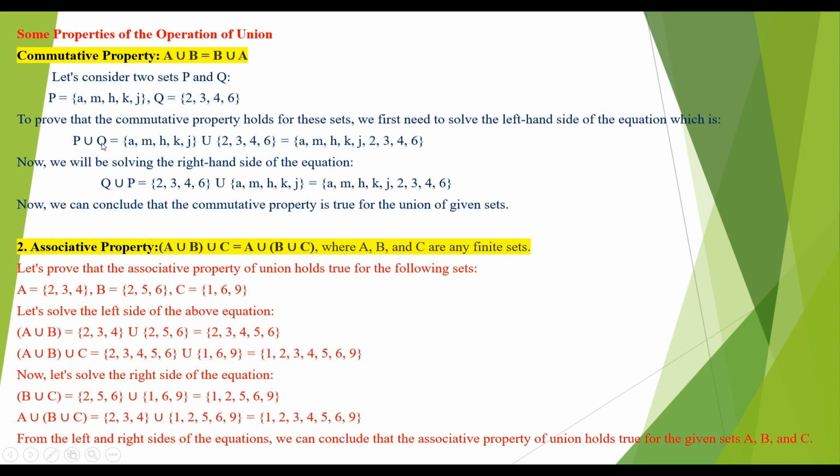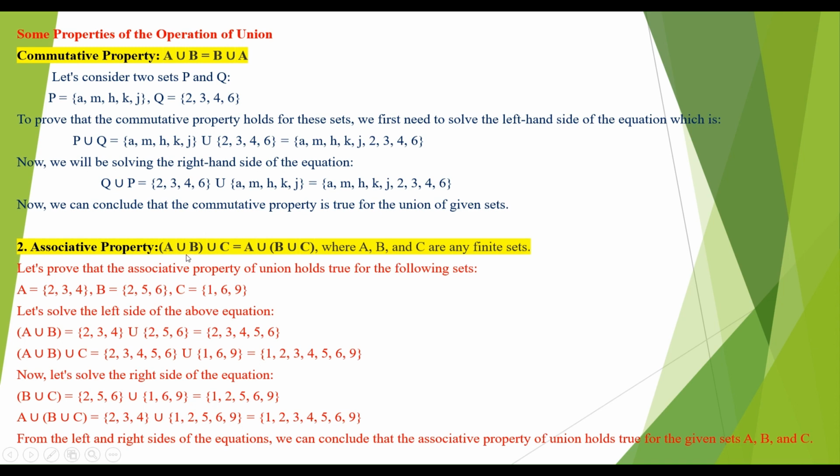This is P union Q. Now, when you do this, the left hand side of the equation, that is Q union P, will get the same result as A, M, H, K, J, 2, 3, 4 and 6. So we can conclude that the commutative property is true for the union of given sets. Then next we have the associative property.